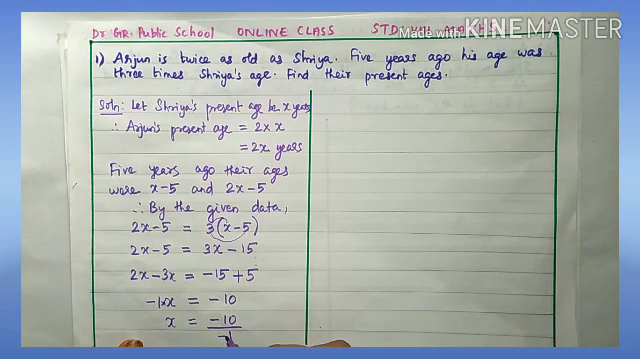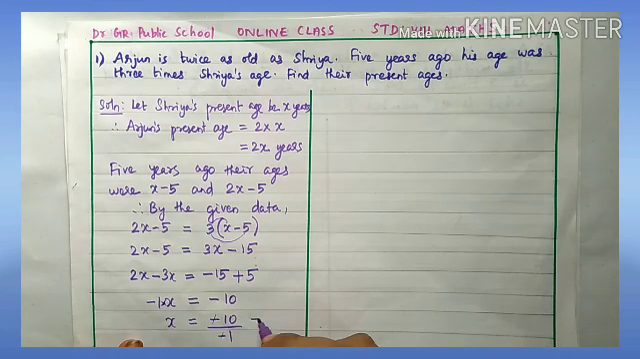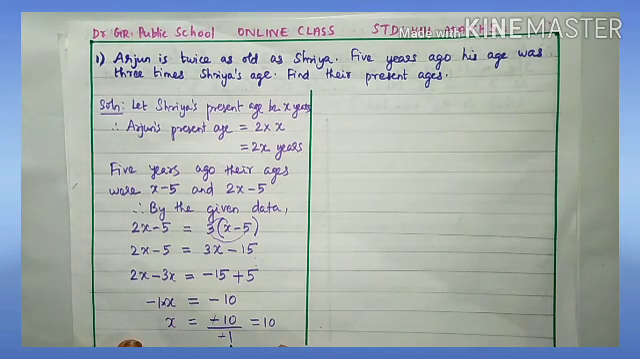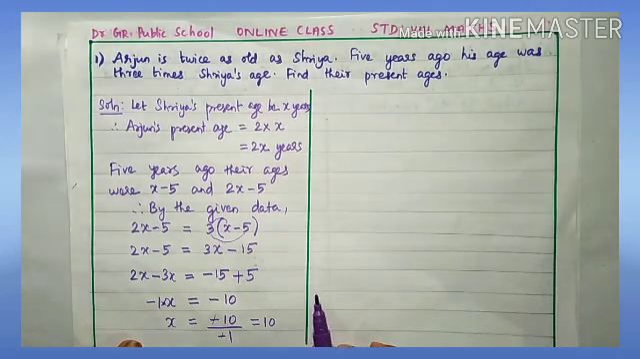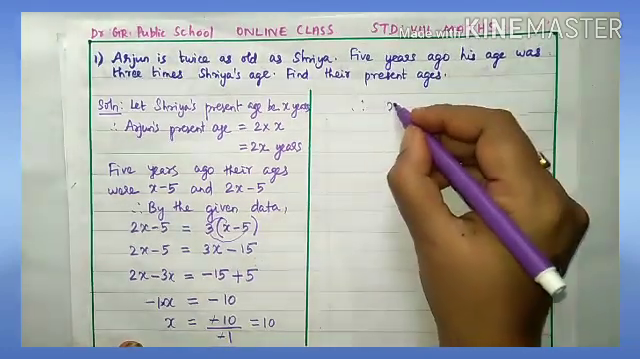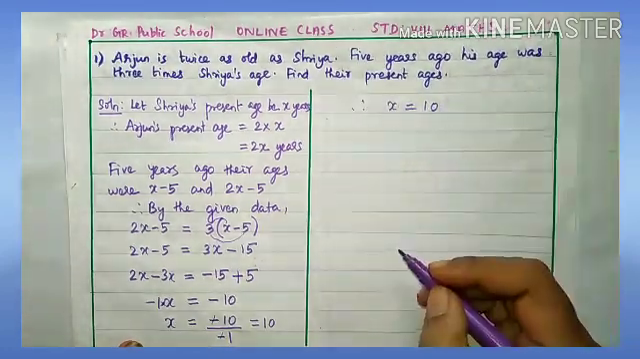Now what happens? You know a negative number divided by a negative number is positive. So this minus will go. 10 by 1 is 10. Okay, so anyways you can do it: if on either side one term is there and both are negative, we can cancel the minus sign. Otherwise you can transpose like this, so that your answer is x equal to 10. Now therefore we got the value of x is 10.